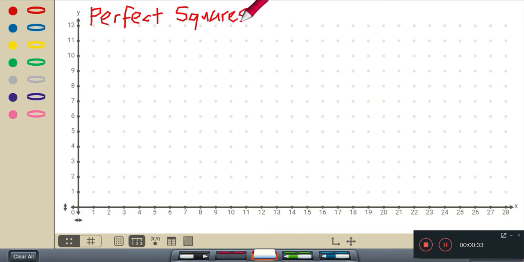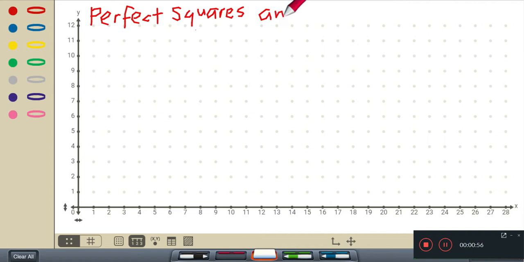Still not good. Okay, perfect squares is letter A. I don't like the word, so let me write that again. So, perfect squares. If you have nicer handwriting, go ahead and do that.